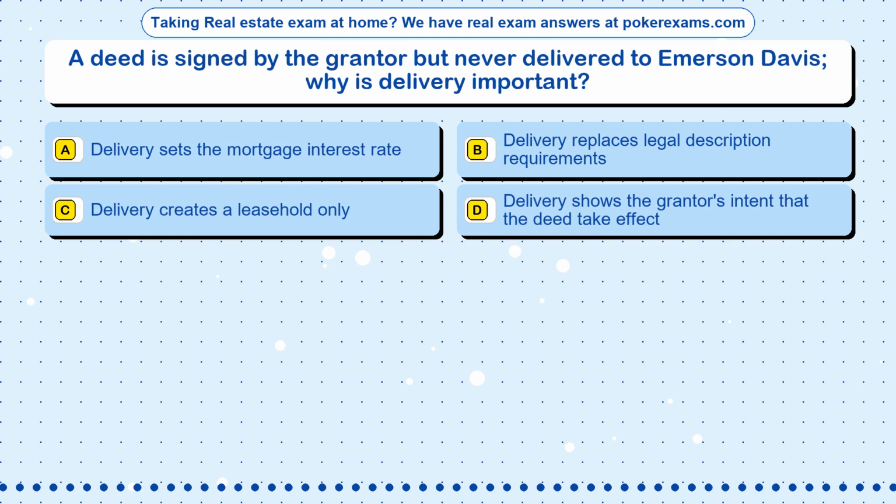Question 12. A deed is signed by the grantor but never delivered to Emerson Davis. Why is delivery important? Option A, delivery sets the mortgage interest rate. Option B, delivery replaces legal description requirements. Option C, delivery creates a leasehold only. Option D, delivery shows the grantor's intent that the deed take effect.